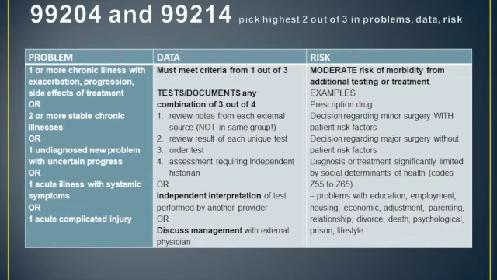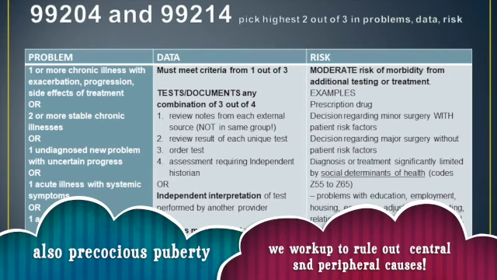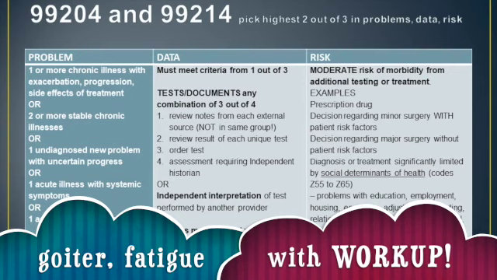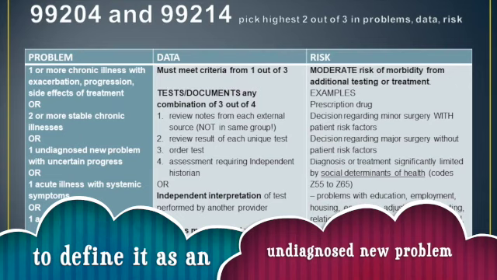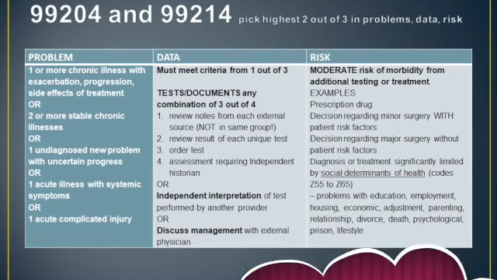Or 2 or more stable chronic illnesses, or 1 undiagnosed new problem with uncertain prognosis. Everybody always says breast lump, but the other things that you can think of here is headache, and that you're thinking of doing a workup. You're worried about a brain tumor, or you're worried about severe migraines, so you don't know whether it could be one or the other. Abdominal pain, and you're doing a workup. You're ordering labs, you're ordering an ultrasound, you're ordering an x-ray. Those are undiagnosed new problems with uncertain prognosis. Or 1 acute illness with systemic symptoms, or 1 acute complicated injury.